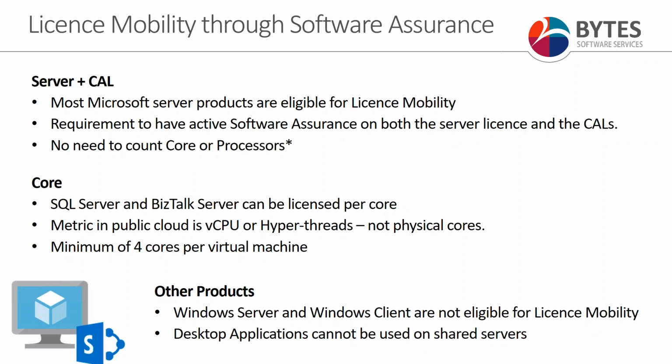As previously mentioned, you need to have software assurance on both the server licenses and the client access licenses. And when you reassign server plus CAL licenses, because you're licensing the server, it doesn't matter how many cores or processors are within the server, so obviously you don't need to count those. There is an exception, which is with regards to SQL Server Enterprise.